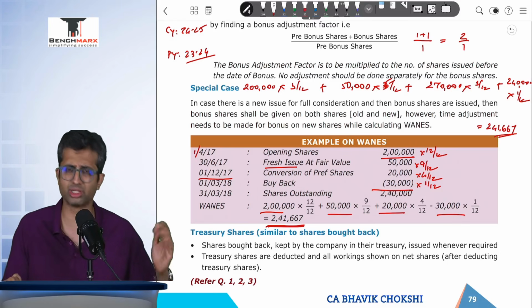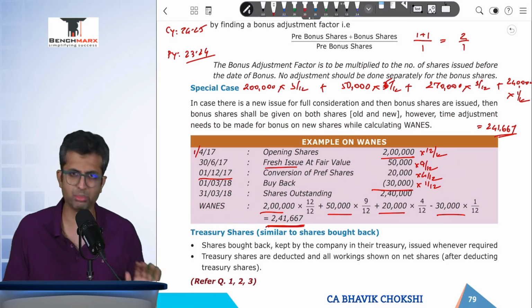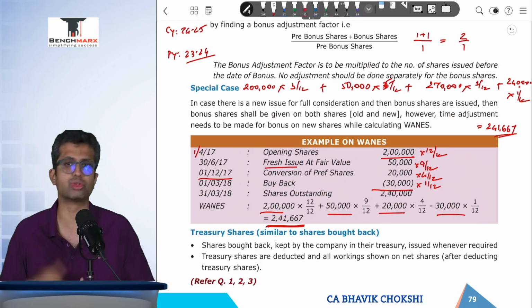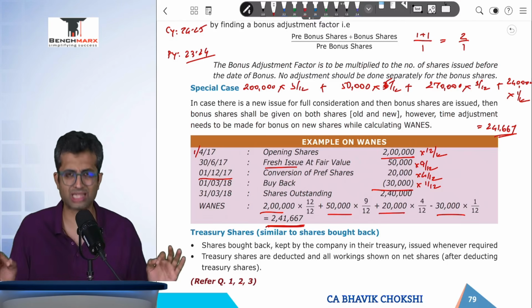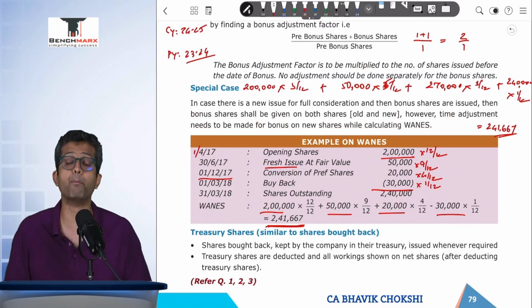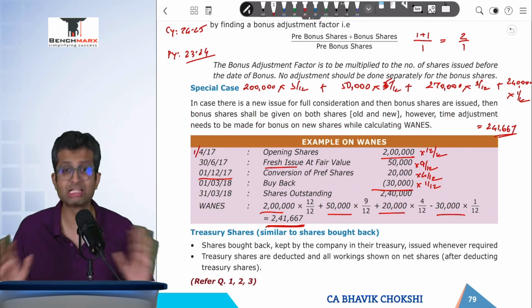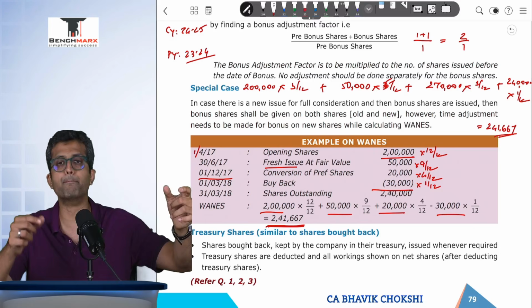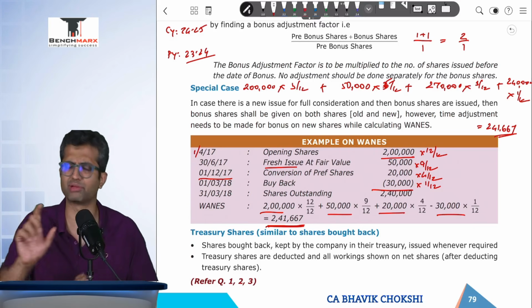In fact, most of them are not even allowed as per the Companies Act, subject to certain exceptions. But internationally, in countries like the US, treasury shares are very popular. From a student standpoint, one needs to remember that for all practical purposes, if you have bought back shares, that is treasury shares, it is treated similar to buyback. So for example, you had 1,000 shares and you had bought back 300 shares. That means net you have 700 shares remaining.